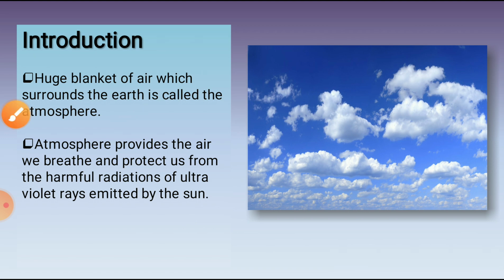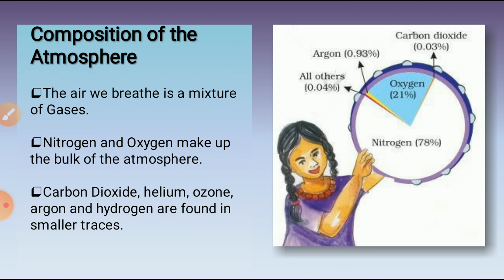Now, next, let us move to the composition of the atmosphere. Air is a mixture of varying amounts of gases. Nitrogen and oxygen are the two main gases that make up the bulk of the atmosphere. The other gases found in lesser percentage are carbon dioxide, argon, helium, ozone and hydrogen. Nitrogen is the most abundant and makes up around 78% of the total atmosphere.